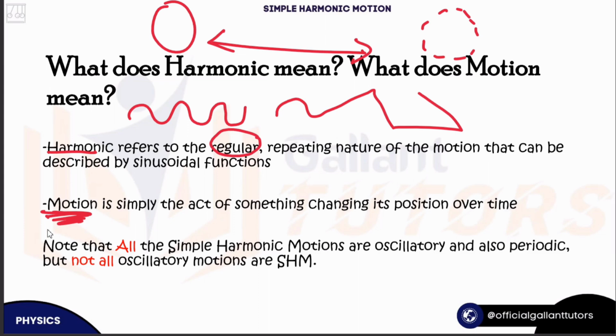Okay, so key takeaway. Note that all simple harmonic motion is oscillatory, and also periodic. Periodic kind of means regular. So whenever you have just woken up from sleep and they ask you what simple harmonic motion means, don't worry yourself. The first thing you have to say at least is that it is an oscillatory motion.